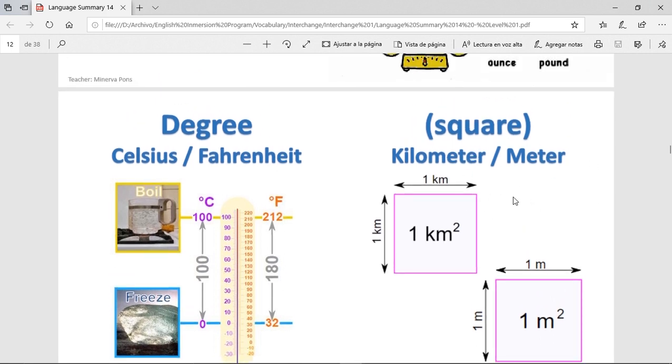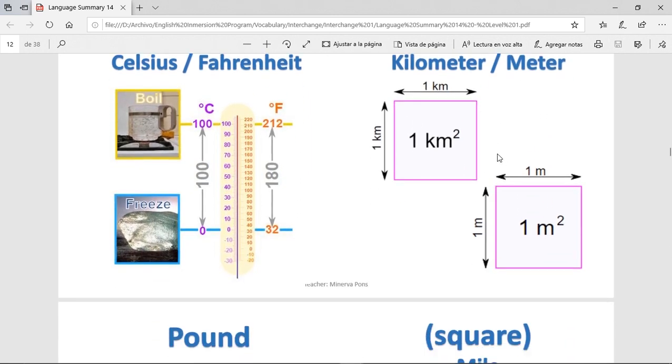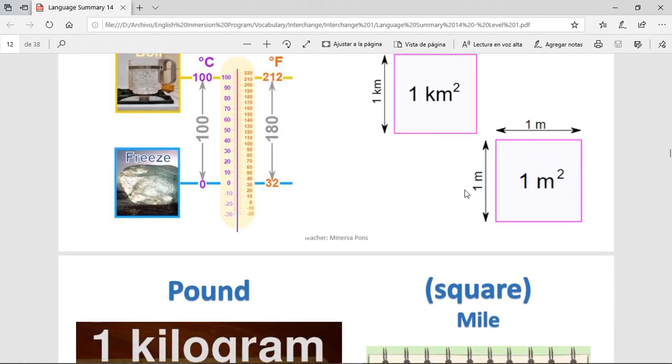And the same with meters and kilometers. The square kilometer is the distance that we have on both the x-axis, like the horizontal, and the vertical. That makes a square kilometer or a square meter. Okay, 1 square meter is 1 meter in the horizontal way and 1 meter in the vertical way. We're even having math now.